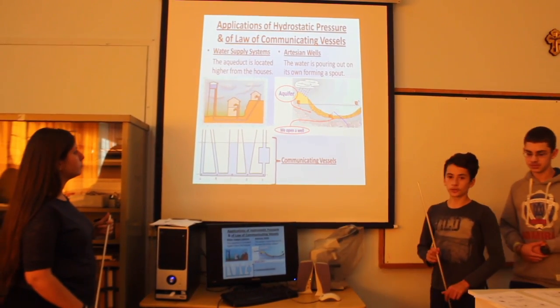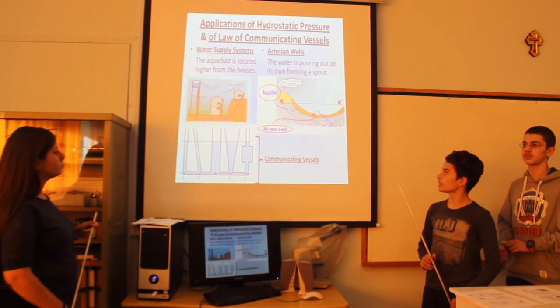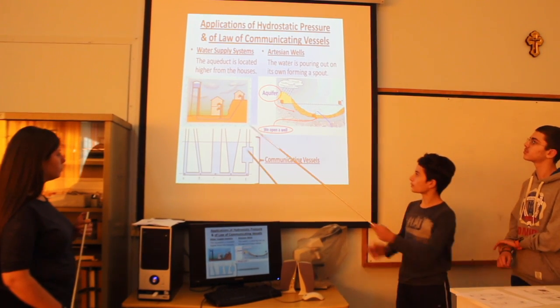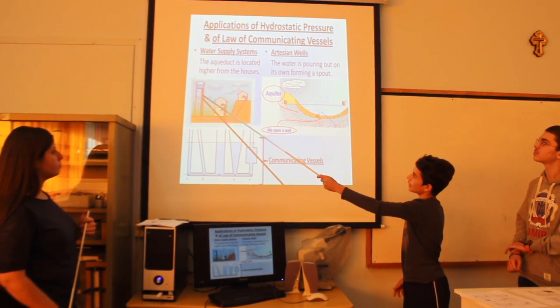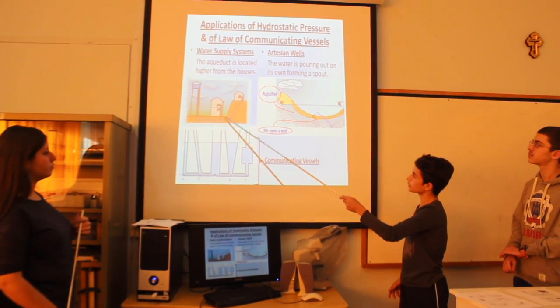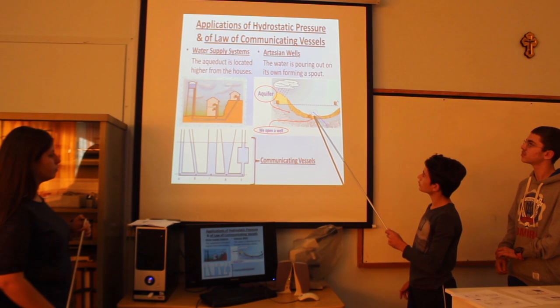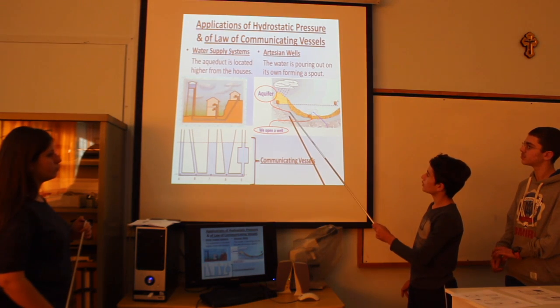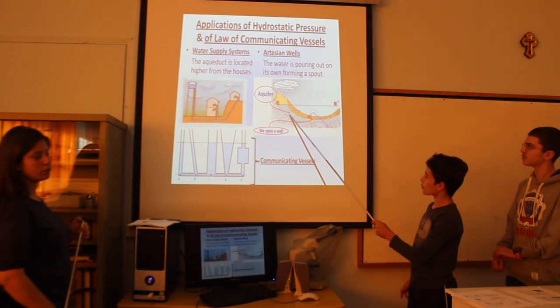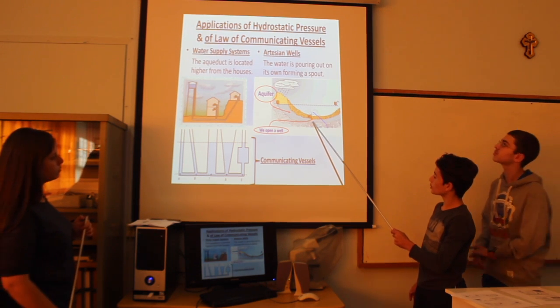Now, hydrostatic pressure and the law of communicating vessels have many applications, such as water supply systems, where the aqueduct is located higher than the houses, and artesian wells, where the water pours out on its own, forming a spout. Here is the aquifer, and in this area we have a well.